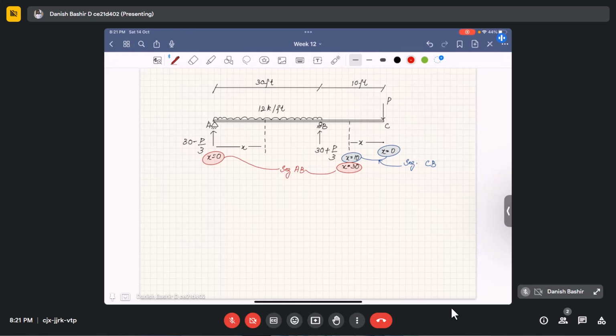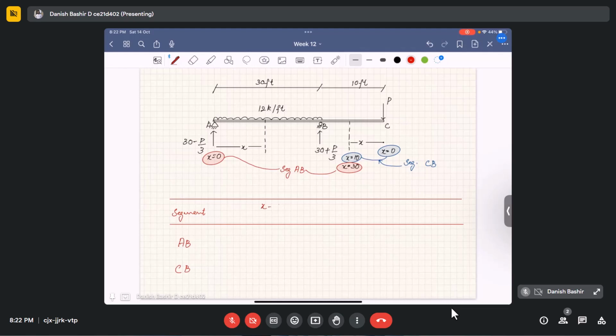Now I will do the calculations very quickly. We have to make the same table that we were drawing before. We divided our whole beam into two segments only. One segment was AB, another segment was CB. And in this we chose the x coordinate, and we choose what will be the origin and what will be the range.